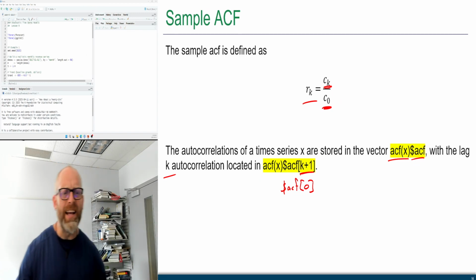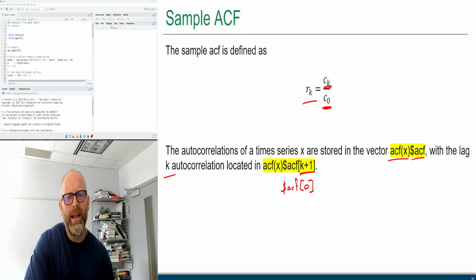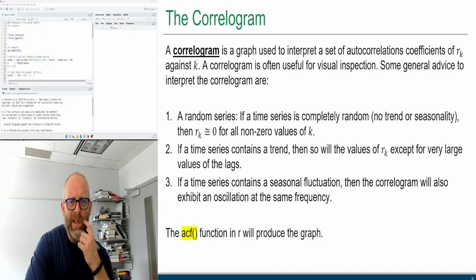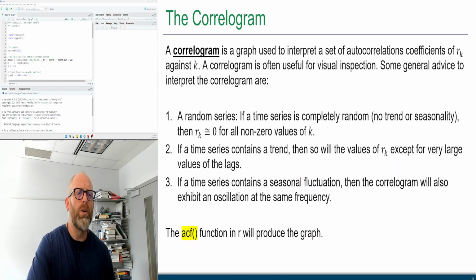Now we saw the ACF beforehand because it produced a graph for us. Let's define that graph here for a second. So this is the correlogram. A correlogram is a graph used to interpret a set of autocorrelation coefficients, so that's r sub k, against k, again, the lag. So what is this graph?